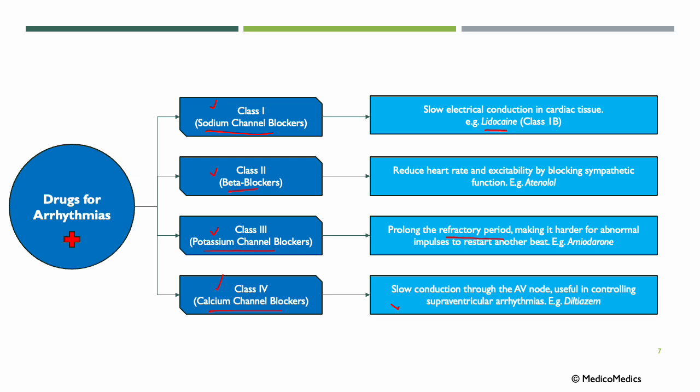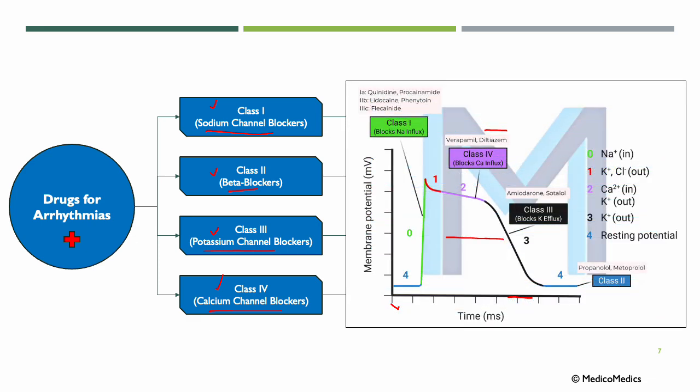Then we have class 4. These are the calcium channel blockers, like diltiazem. They slow conduction through the AV node. So it's very useful in controlling supraventricular arrhythmias, for example. Each class targets a different phase of the cardiac action potential. And you can see the illustration right here, where drug selection depends on the type and origin of the arrhythmia.